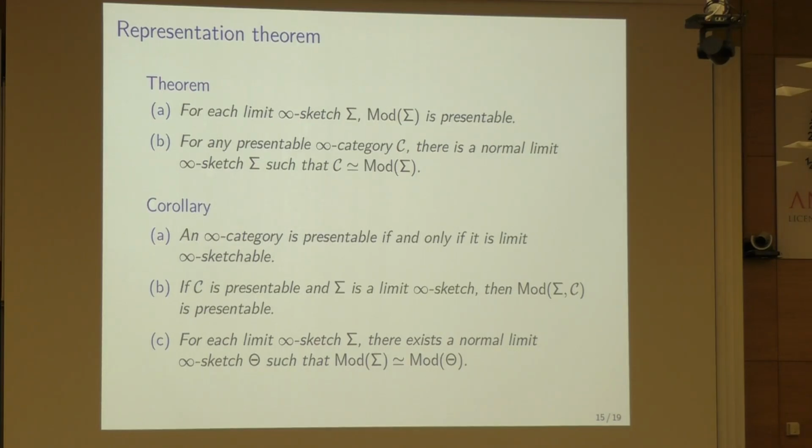Therefore we get several corollaries. The thing that we want to prove, we have the if and only if that we announced at the beginning. Then we also have the same version but for any C, so if C is presentable, then the models on C are also presentable. And finally, if we apply A and then B, we obtain that for each limit sketch there exists a normal limit sketch with the same models. But this only works if we take models on spaces. And our first sketch can be finite and nice, like the ones that I showed you, but this one will be small but not nice.